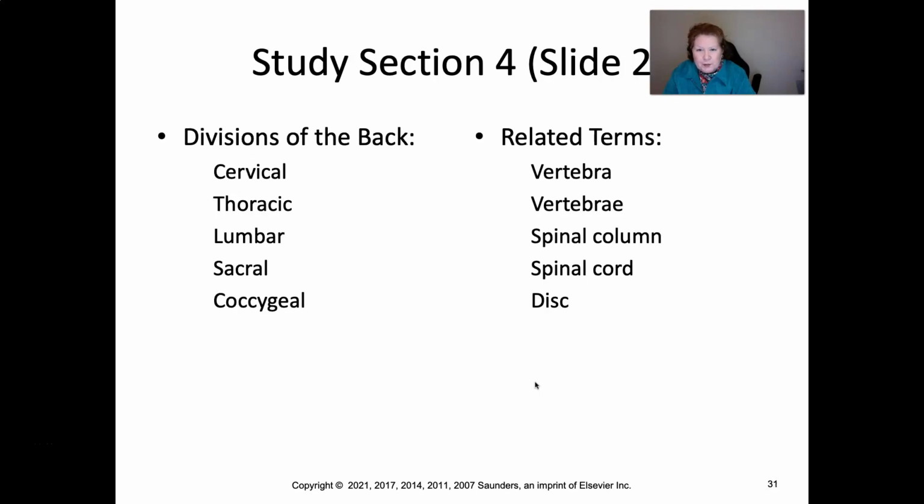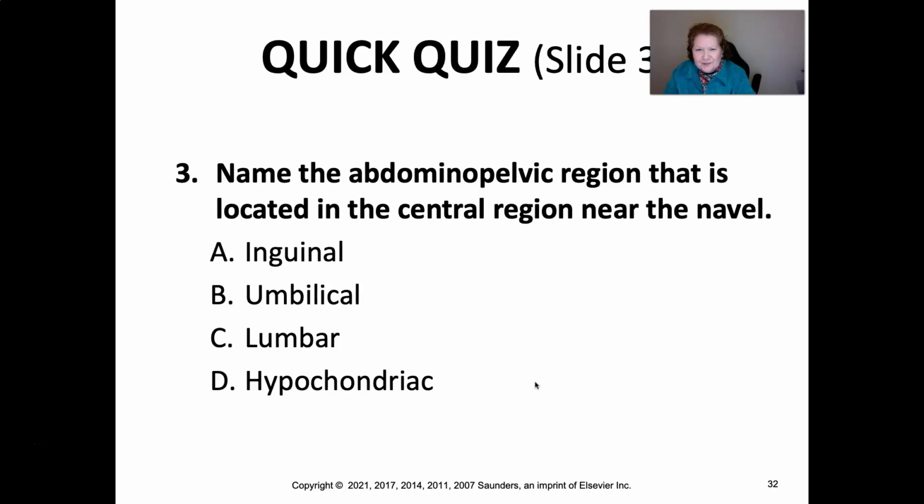And also, really quick, make sure you spell disc correctly. It's not D-I-S-K, it's D-I-S-C. So if you're thinking CD, no, it's a disc, D-I-S-C. And this is a quick quiz. I'll let you work on that.